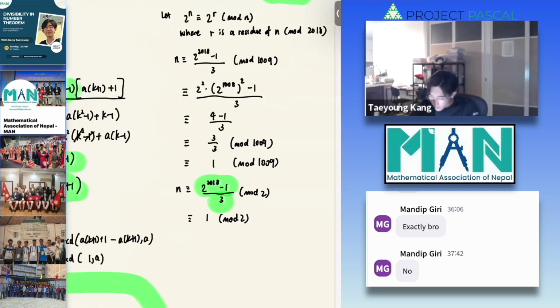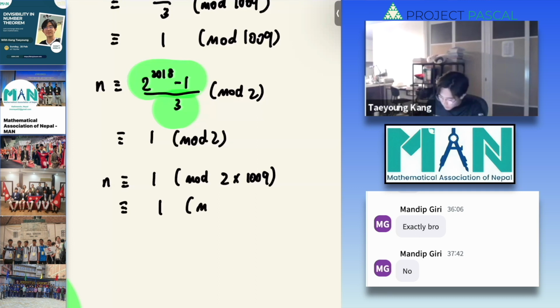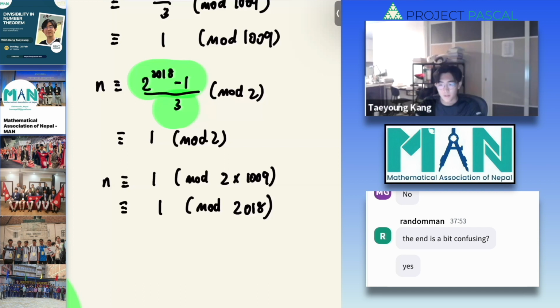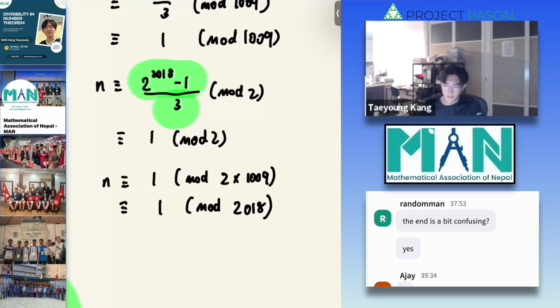So these two results will basically give us that n is congruent to 1 mod 2 times 1009, which is congruent to 1 mod 2018. Correct? So how do we finish with n being congruent to 1 mod 2018?